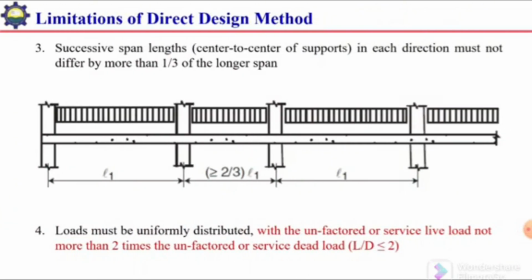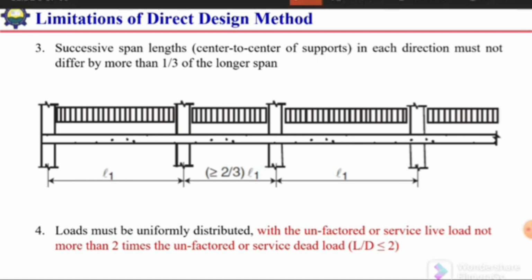Okay, next, the third limitation is the successive span length center to center of support in each direction must not differ by more than 1/3 of the longer span. So what does it mean? For example, in this slab system we have L1, this L2, we can say this L3. So for example, this L1 is the longest span, and it has a length of 6 meters.